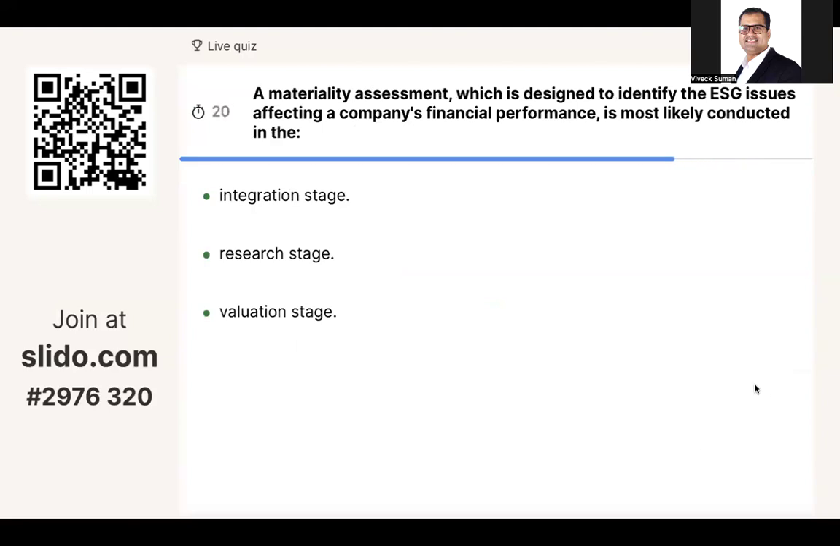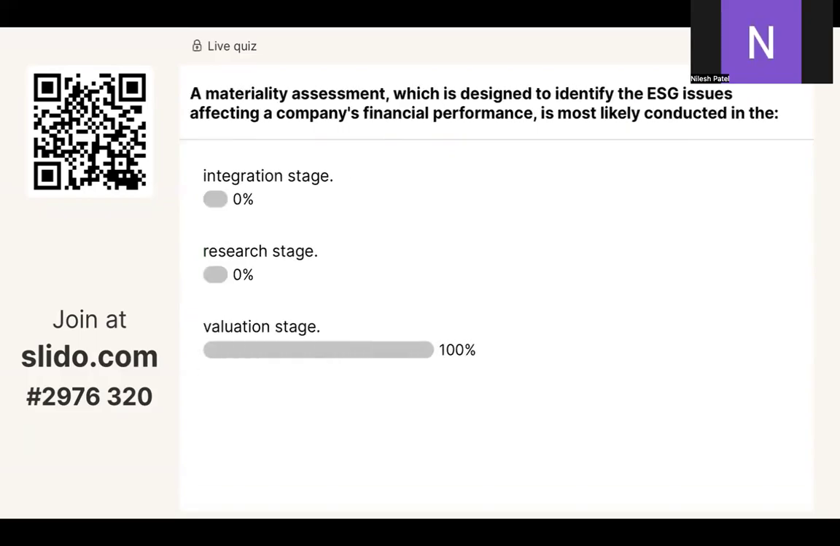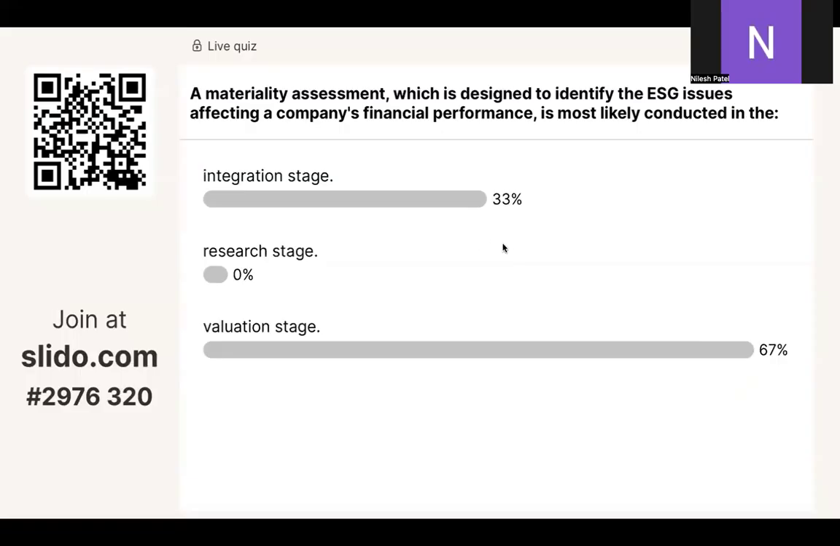Next question, Nileshji. A materiality assessment, which is designed to identify the ESG issues affecting a company's financial performance, is most likely conducted in the integration stage, research stage, or valuation stage. Answer is research stage. Whenever you are in research stage, you need to do the materiality assessment. You cannot do it in any other stage. Otherwise, you will lose the purpose, right? You can't do it in hindsight. You have to do it before you start integration or valuation.